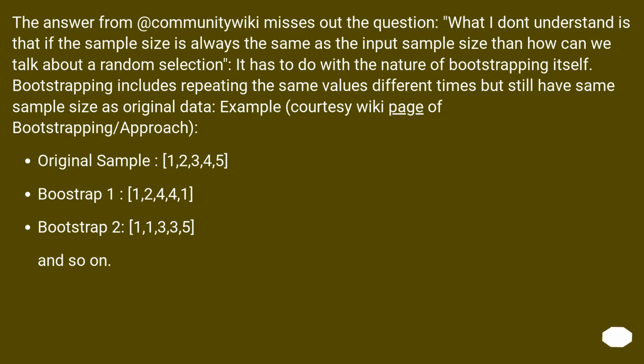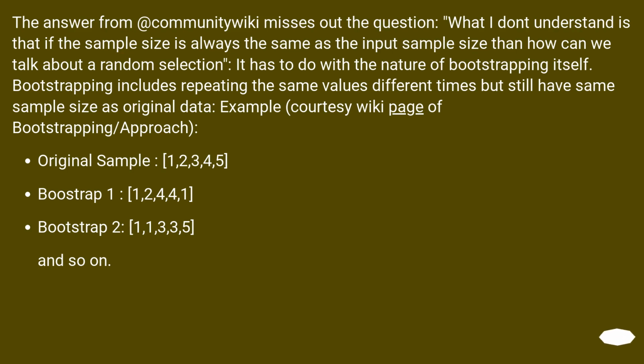The answer from @CommunityWiki misses the question. What I don't understand is that if the sample size is always the same as the input sample size, then how can we talk about a random selection? It has to do with the nature of bootstrapping itself. Bootstrapping includes repeating the same values different times but still having the same sample size as the original data. Example, courtesy of the wiki page of bootstrapping/approach.